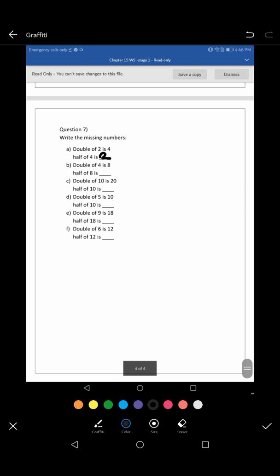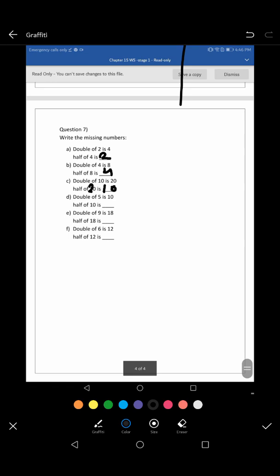So part B, double of 4 is 8. So half of 8 is 4. Double of 10 is 20. So half of 10 is, double of 10 is 20. So half of 10, here it should be half of 20. I'm sorry, it's a mistake. So half of 20 is 10.